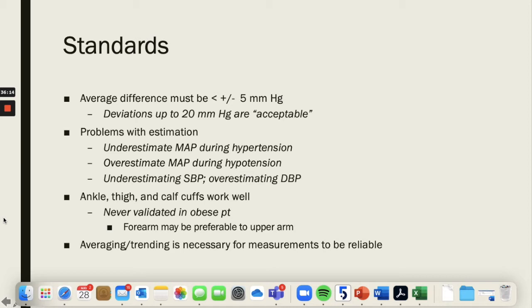The forearm is actually preferable to the upper arm because you get a more accurate pressure, and it's just easier for the cuff to go on, because sometimes the upper arm is very difficult because of the large circumference, and for the cuff just to go on well. It may go on better on the forearm. And like I said, the averaging and trending is necessary for measurements to be reliable.